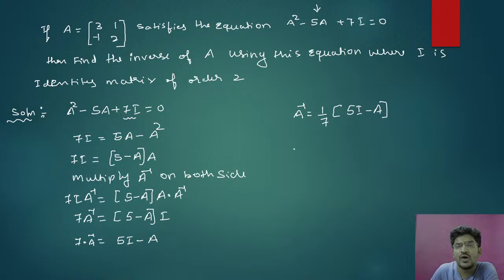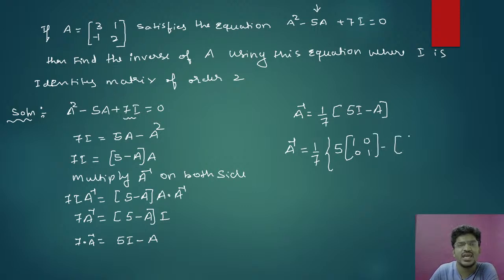Now you have this equation. Using this equation you can find A inverse. See how I am going to write 1 by 7. This 5 is as it is. Identity matrix 1 0 0 1 minus A is what?